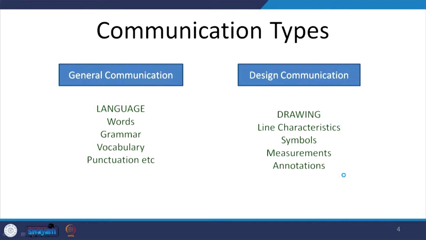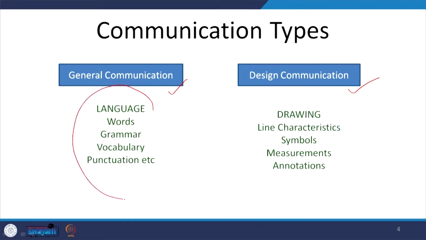If we look at communication types, we basically have two types of communication. We have general communication and we have design communication. In general communication, all the languages that we read and study, for example Hindi, English, whatever language you might be talking about, are a way of communicating in general. We could speak, we could write through this language, and it comprises words, its own grammar, vocabulary, punctuation, etc.